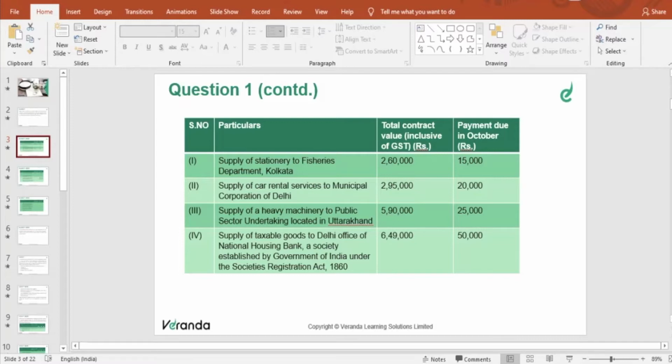The next one: supply of taxable goods to the Delhi office of the National Housing Bank, a society established by the Government of India under the Societies Registration Act 1860. Now, when we were going through the list of what is a governmental agency, a statutory body, and a society established by the government under the Societies Registration Act, first of all, this is an applicable entity, right?